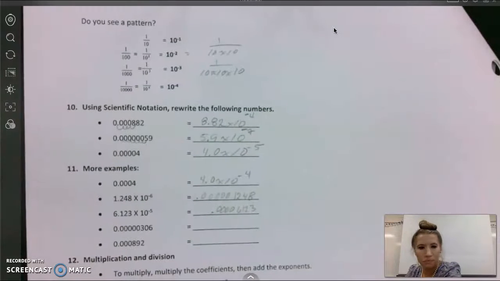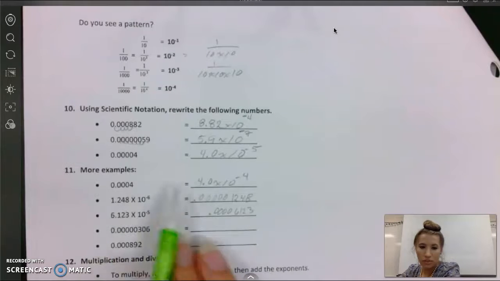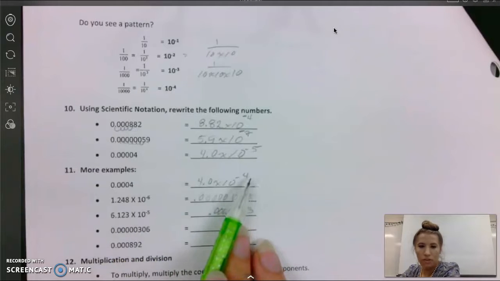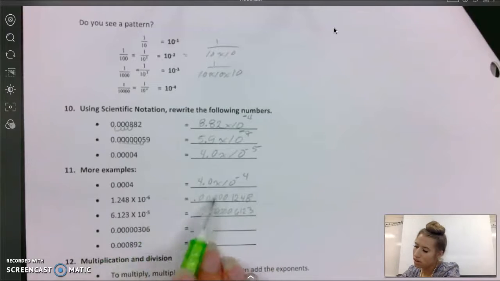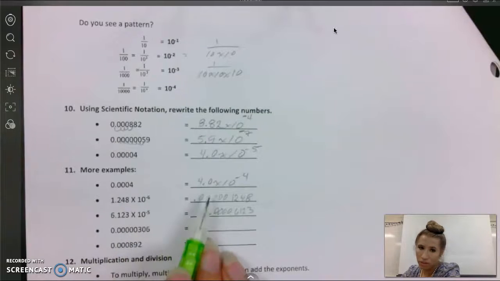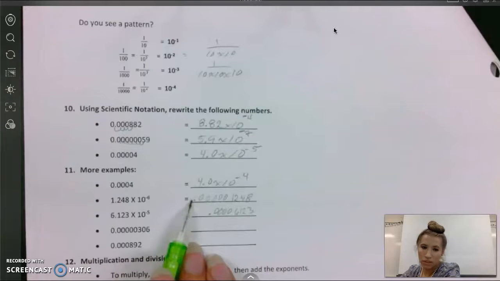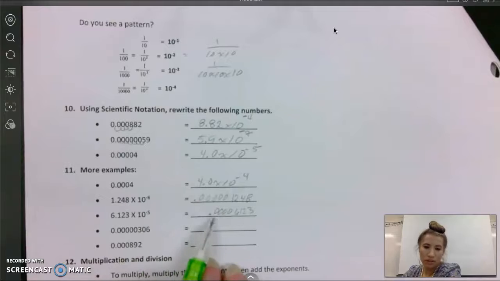Okay, let's look at these few. So, our coefficient is getting smaller, so we have a negative exponent, and we moved it 4 places to get to that 4.0. And here, we have a negative power, so we know that must be getting smaller, so our zeros needed to be to the left of it. And we move the decimal place 6 times. Okay, same here. We have a negative exponent, so we're going to put our zeros to the left, and we moved it 5 places.